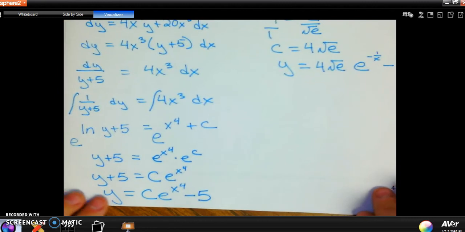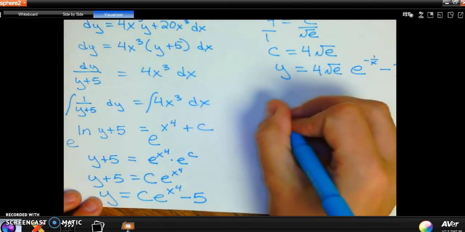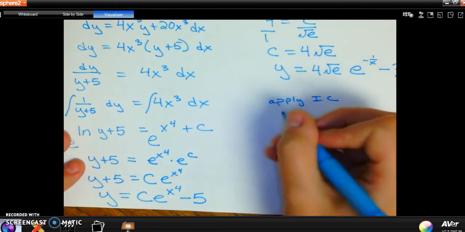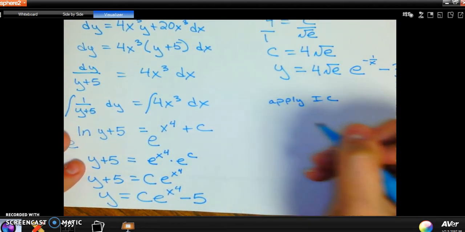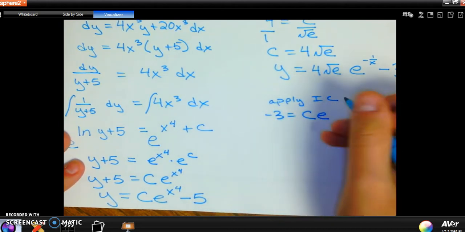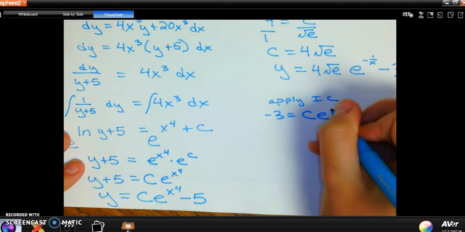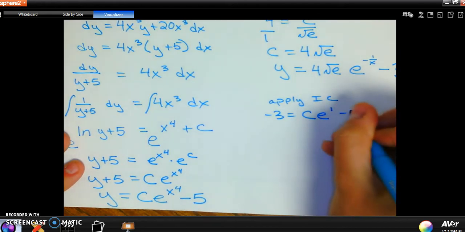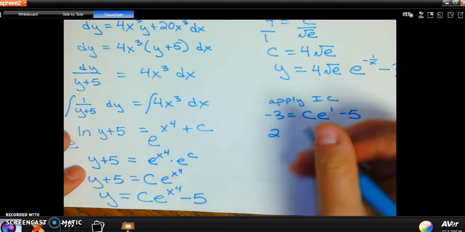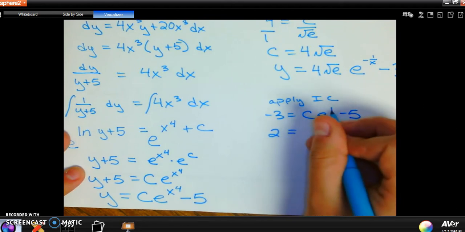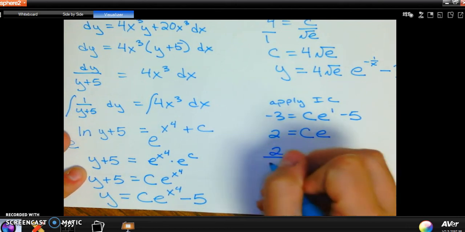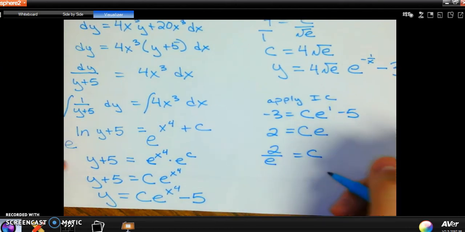From there, you can apply your initial condition. So x equals 1 and y equals -3. So -3 equals c e, and since x is 1, it'll be 1 to the 4th, which is just 1, minus 5. Go ahead and add 5 to both sides, so you end up with 2 equals, well, e to the first is just e, so it equals c times e. Divide both sides by e, so you get 2 divided by e equals c.